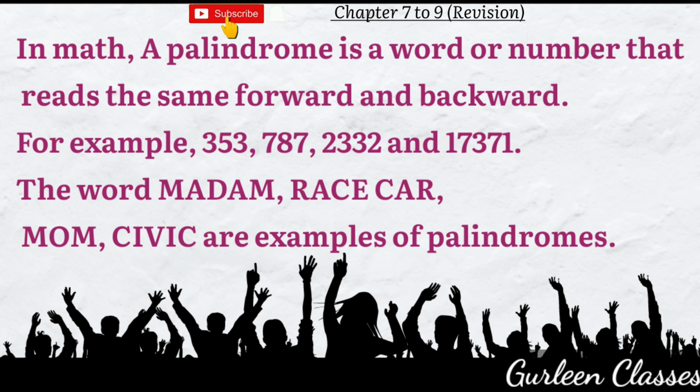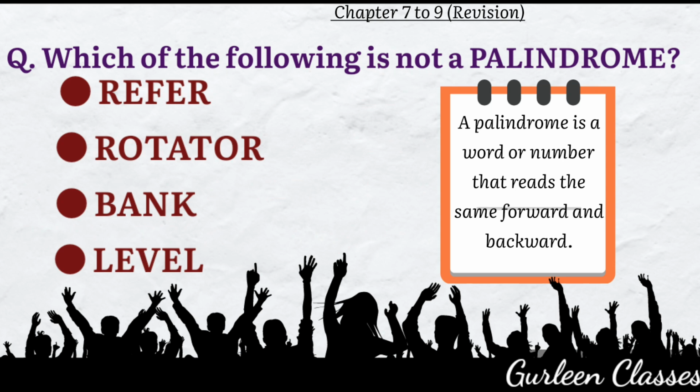So students, what is a palindrome? A palindrome is a word or number that reads the same forward and backward. So now, a question: which of the following is not a palindrome? A part, refer; B part, rotator; C part, bank; and D part, level.